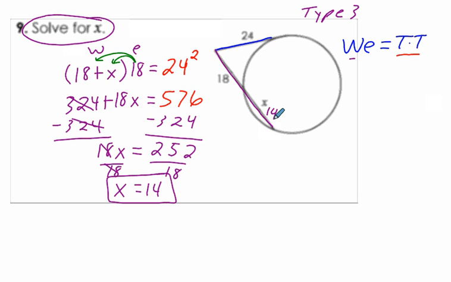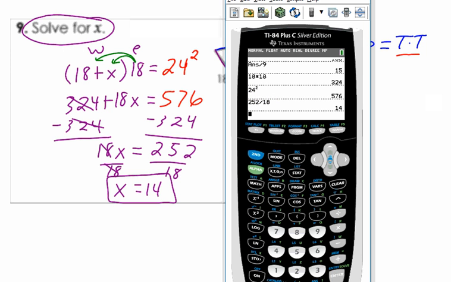All right? And that's your three types of segment problems, segment lengths in or around a circle.